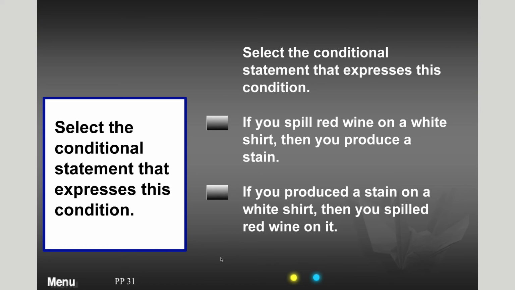Select a conditional statement that expresses this condition. If you spill red wine on a white shirt, then you produce a stain. If you produce the stain on a white shirt, then you spilled red wine on it. Well, that's not quite true. If you have a stain on a white shirt, that could have happened a number of different ways. However, if you spill red wine on a white shirt, then you will produce a stain.